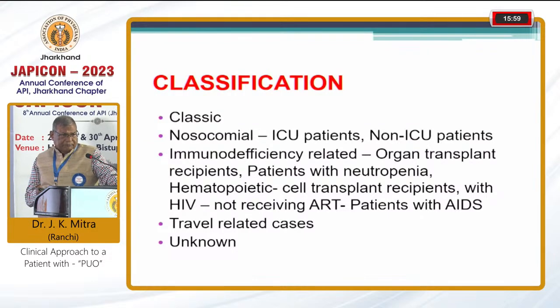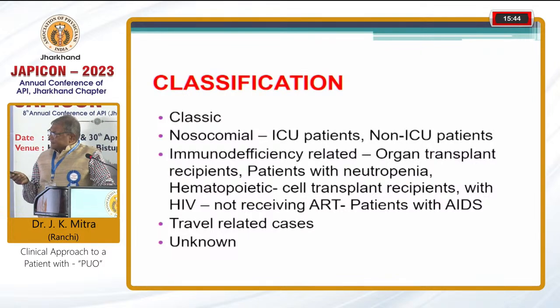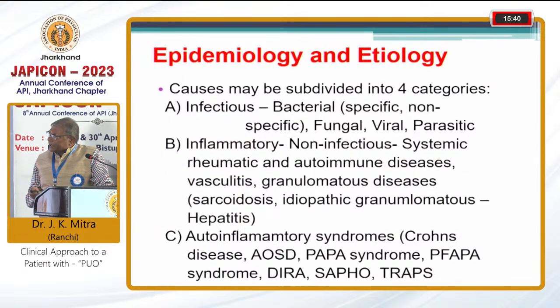So how to classify? The classification. One is classic. Second is nosocomial, that means either an ICU patient or non-ICU patient when the patient is admitted. Then immunodeficiency related, when the diagnosis has not been made and the patient is not on ART therapy. Then travel related cases and unknown.